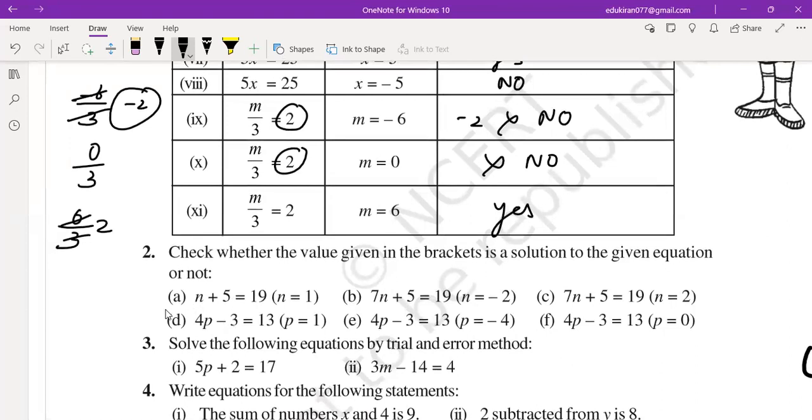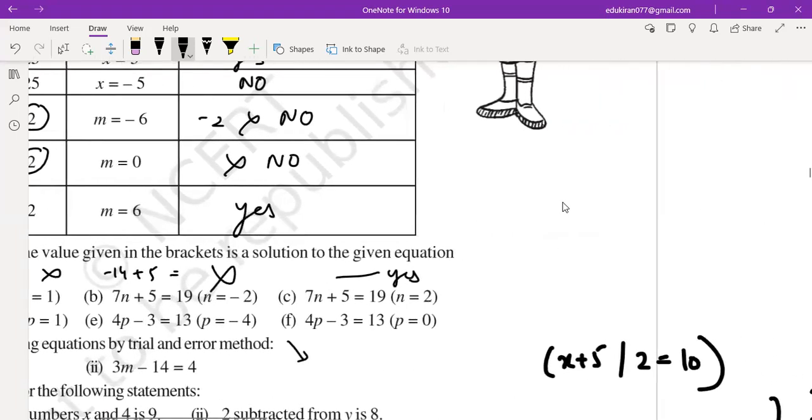Okay, for the first one, n plus 5. So n is 1. So first one is not equal, right? Next one is this, 7n minus 2. So 7n will be minus 14, minus 14 plus 5, right? So minus 14 plus 5 will give you minus 9. So it is also not equal. Yes. Then this is correct. And D1 is also incorrect. Right. Yes, E1 it's over here, Sindhu, you were wrong.